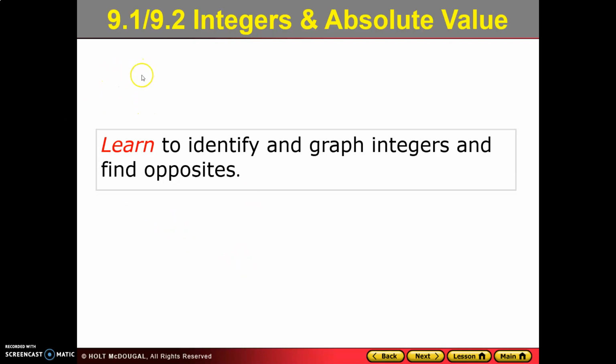So 9.1 talks about integers, how to identify them, how to graph them, and then finding the opposites. And then 9.2 talks about comparing them. So we're going to start off with 9.1.